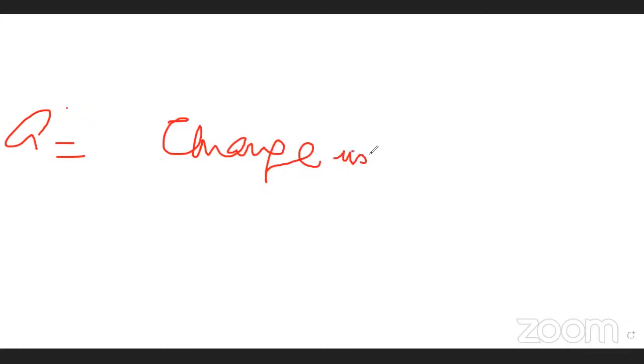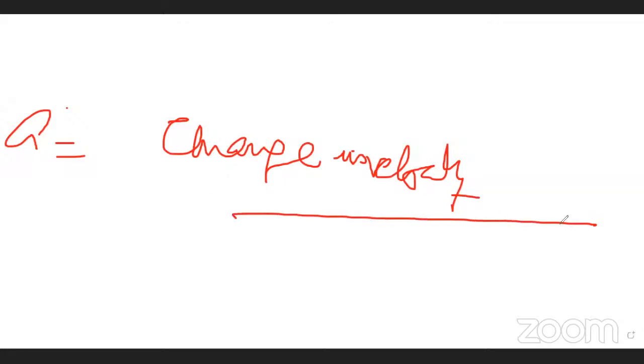Acceleration is represented by A, no? So A is equal to change in velocity by time. We should divide the change in velocity by time.